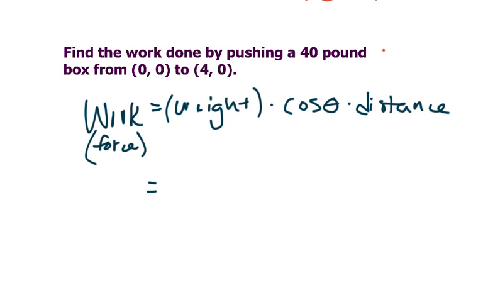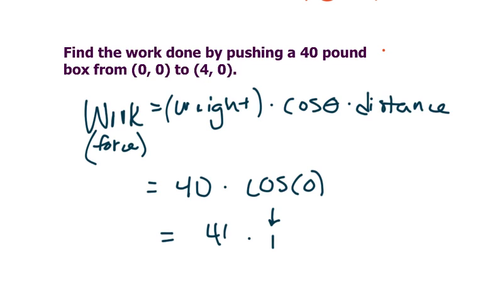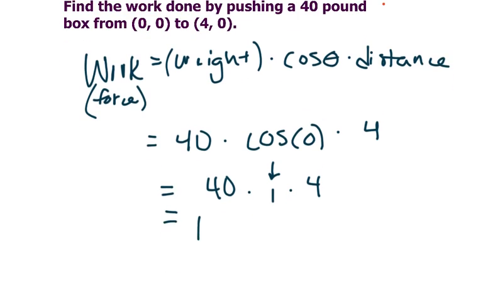So if we do that, the weight is 40 pounds. The interesting part about the angle of where this is happening is that it's 0. Cosine of 0 is actually 1, so it's not really going to change much of the outcome. And then we've got our distance, which would be 4 units. So might be 4 feet, whatever it is, it's going on a chart from (0,0) to (4,0). And so we need 40 times 1 times 4, so 160, and again, foot-pounds.